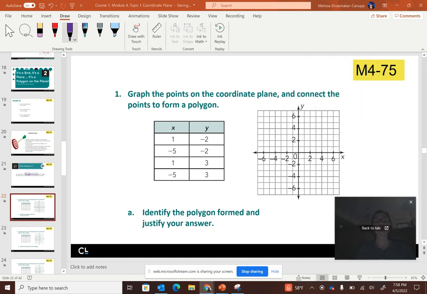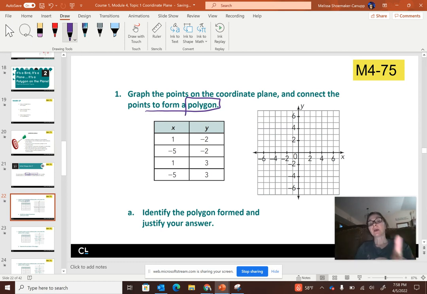So graph the points and connect to form a polygon. So we would connect these and then be able to say, well, what kind of shape is it? We're on page M475. So 1, -2, -5, -2, 1, 3, -5, 3.